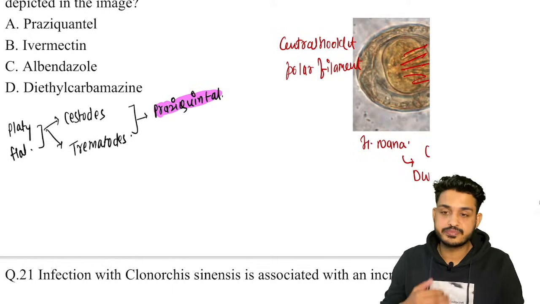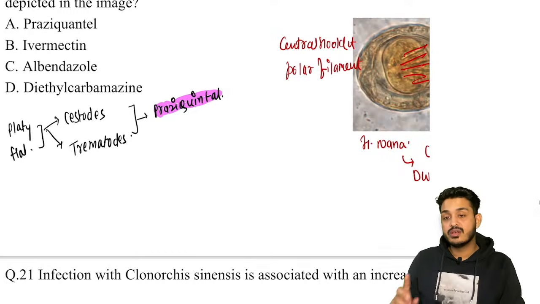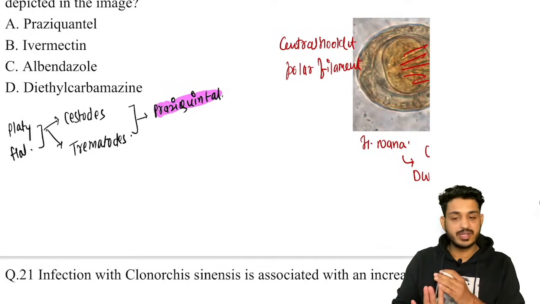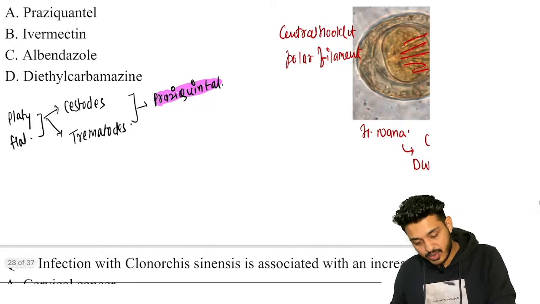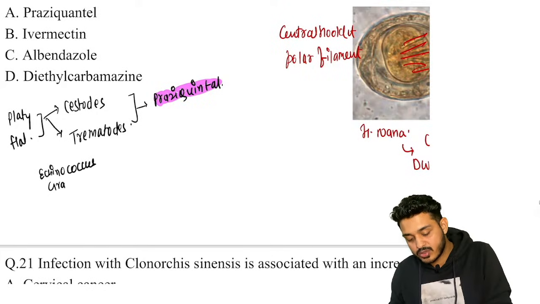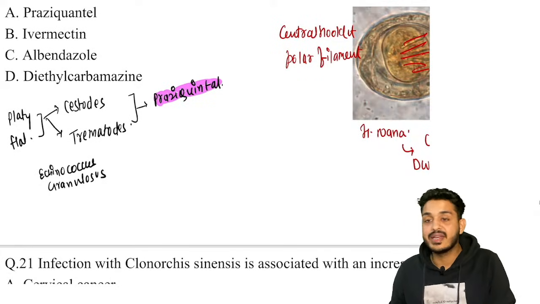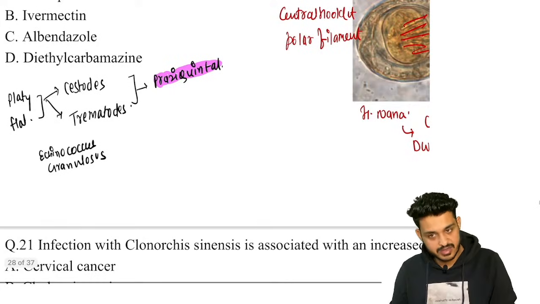Second question, what are the exceptions we are going to have in cestode? I told you about the 5 organisms. One organism is going to be what? Echinococcus granulosus, also known as dog tapeworm. And this dog tapeworm is going to cause what? Hydatid, and this is going to get treated with the help of other drugs, not with the praziquantel.